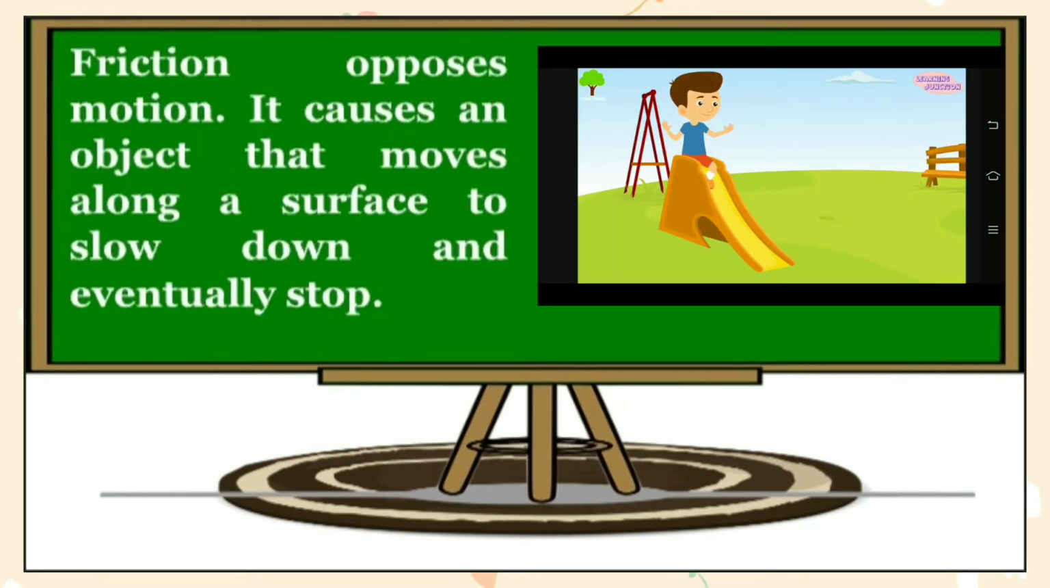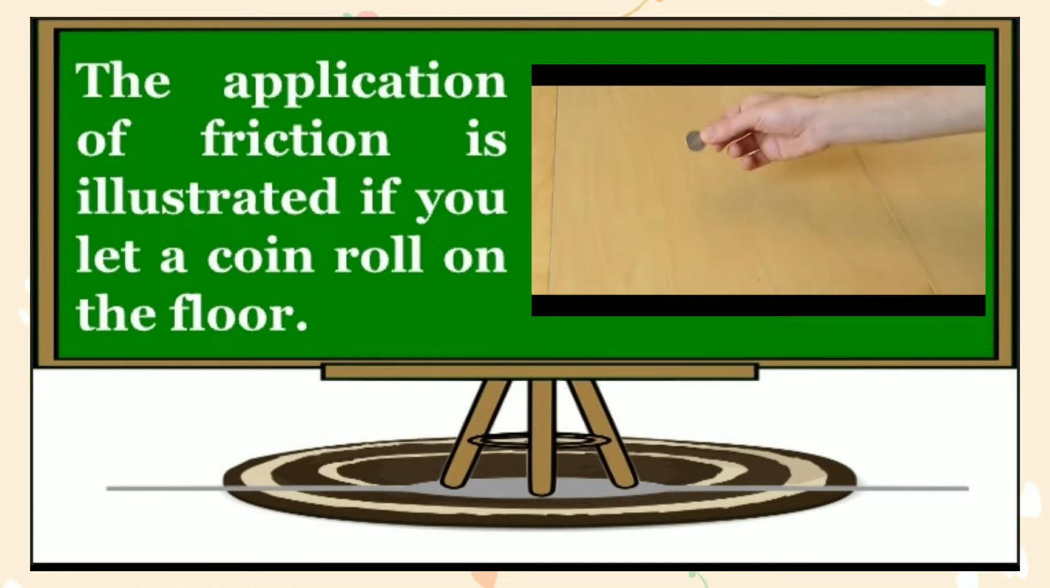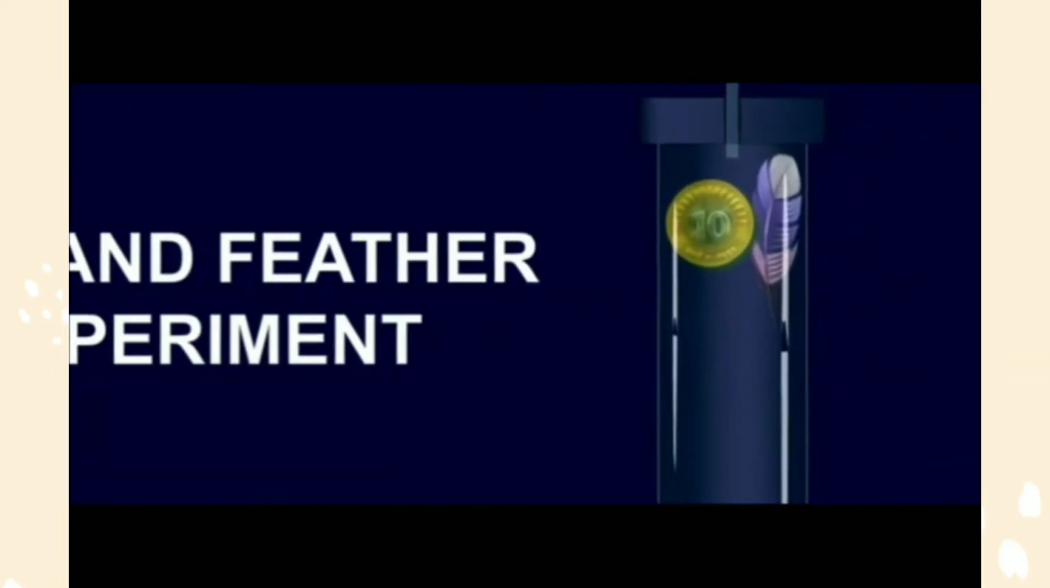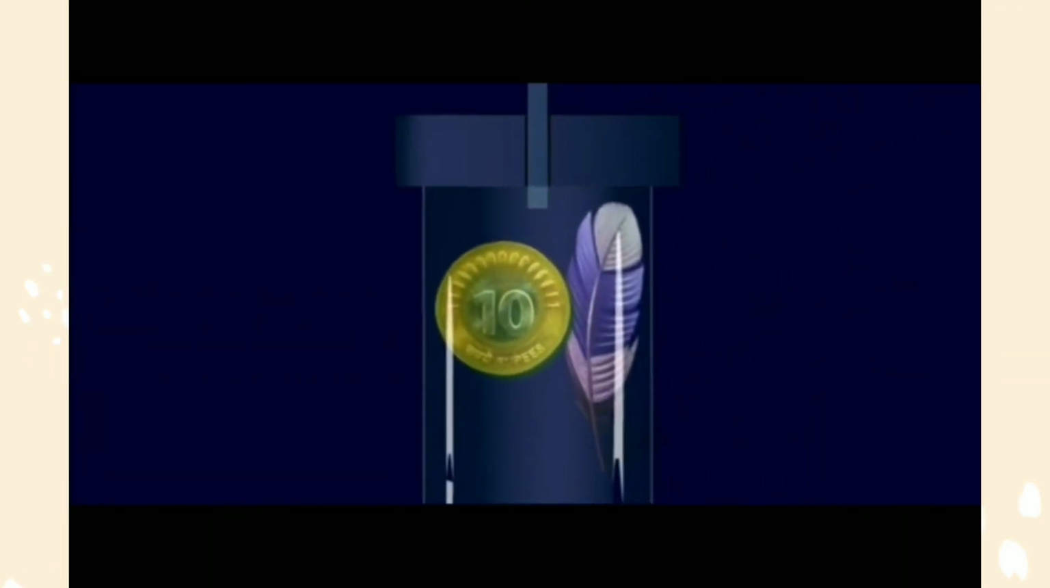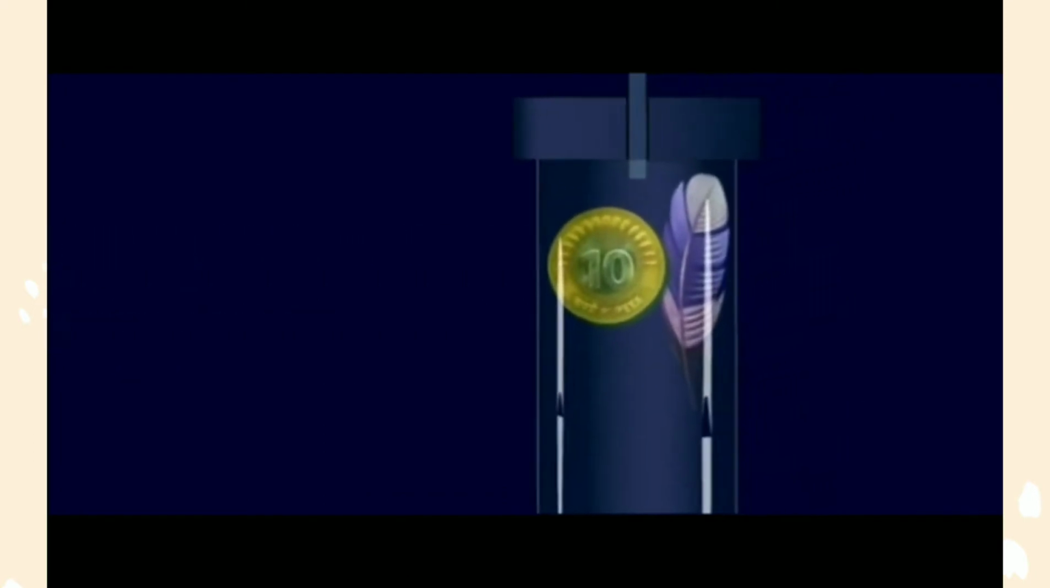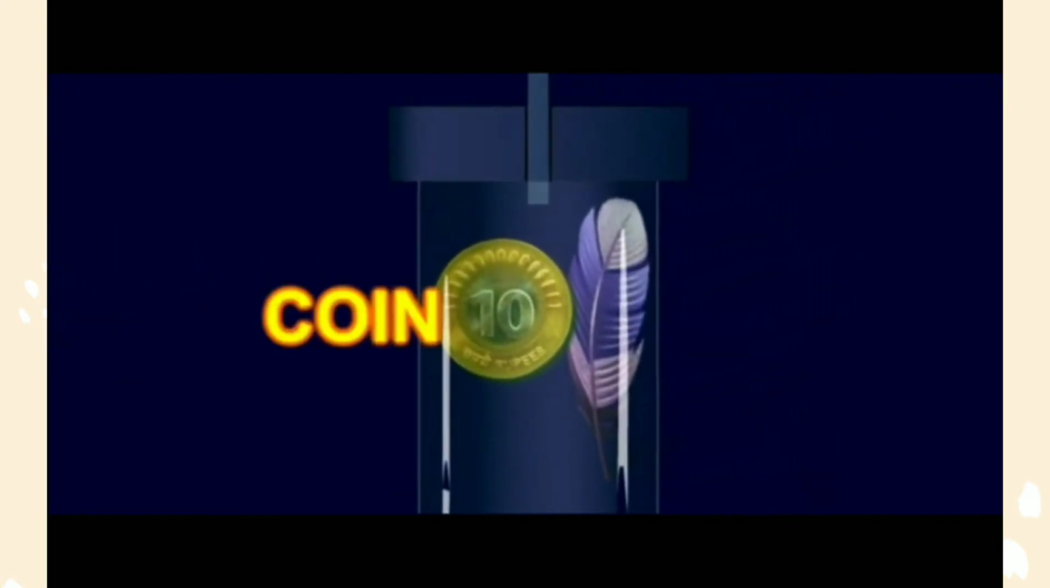Friction opposes motion. It causes an object that moves along a surface to slow down and eventually stop. The application of friction is illustrated if you let a coin roll on the floor. When you drop a coin and a feather at the same time, both objects will respond to gravity. However, the coin will reach the ground first because there is another force that affects the feather.